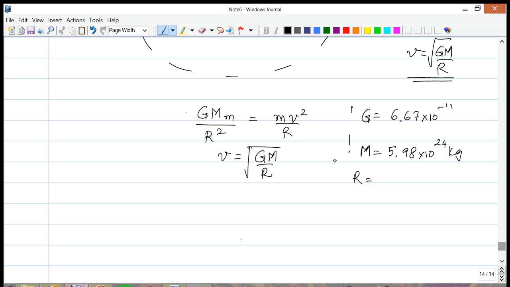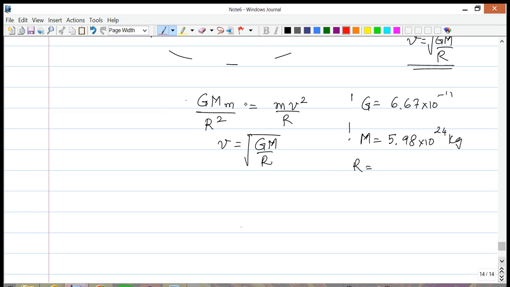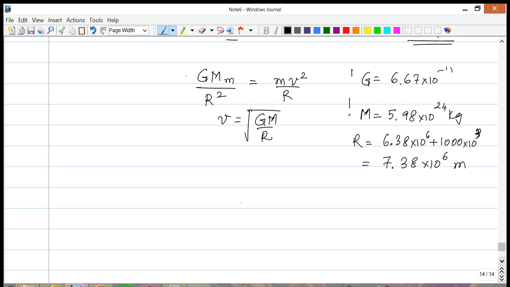Make sure that you understand that r is the distance all the way from the center of the planet to where the satellite is. So it is not just 1,000 kilometers, but it is the radius of the Earth plus the 1,000 kilometers. So we have 6.38 times 10 to the 6 plus 1,000 times 10 to the 3, because a kilometer to meters is 1,000 times. So this gives us 7.38 times 10 to the 6 meters. Okay, so we have all our pieces.